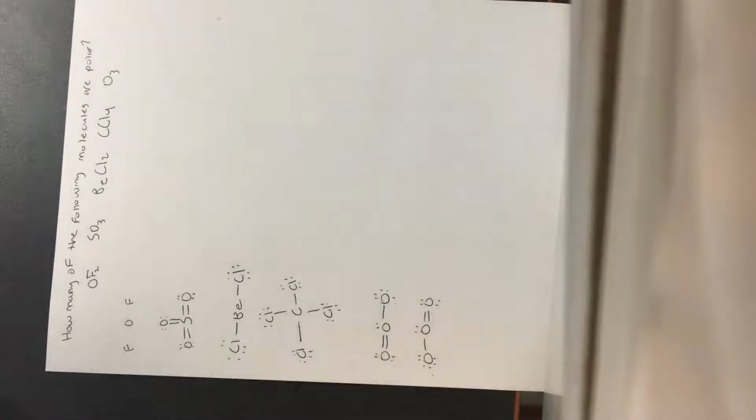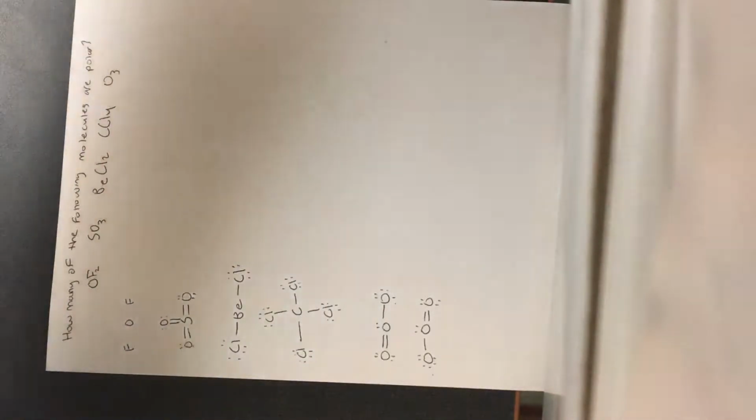Okay, let's determine how many of the following molecules are polar. To do this, we will look at the partial charges and dipoles, as well as consider the molecular geometry and how that affects the polarity. Before we start, you must know that when the dipoles cancel out, that means that the molecule is non-polar. Alright, let's start with OF2 and drawing the Lewis structure.